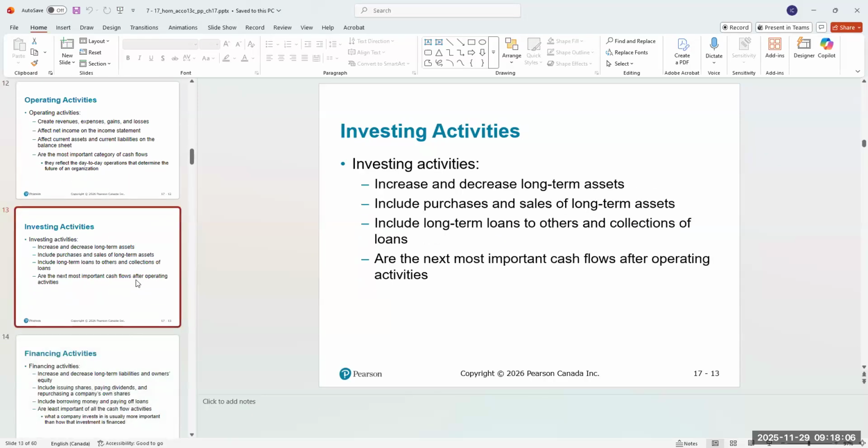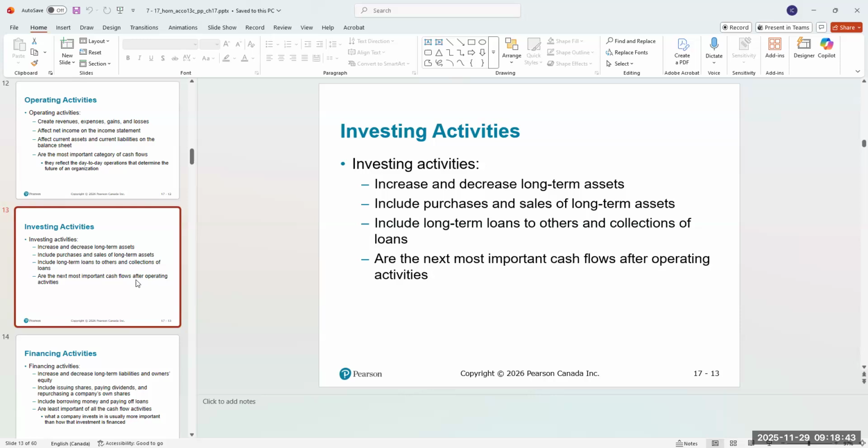Investing activity. Investing activity covers increases or decreases in long-term assets, which obviously is going to include purchasing and selling those assets. Also, it's going to include lending money to others and the collection of that money. And the other one is, if you invest in the common shares of another company, that will be another source of cash related to the investing activities.